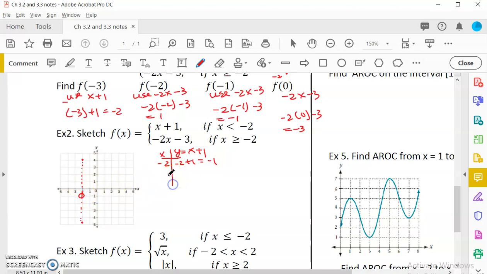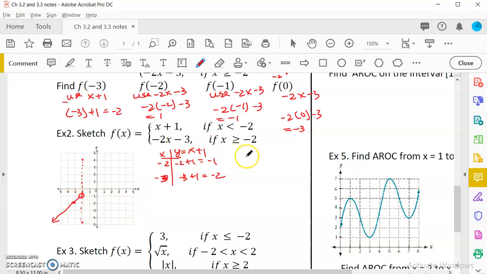And then I plug in, maybe I'll plug in 0, right? So 0 plus 1 is 1. Oh no, 0 is not in the domain, so I should do negative 3. Negative 3 plus 1 is negative 2. So this is the point. So it is like that. It is a line, I know it's a line. So there is an open circle here.